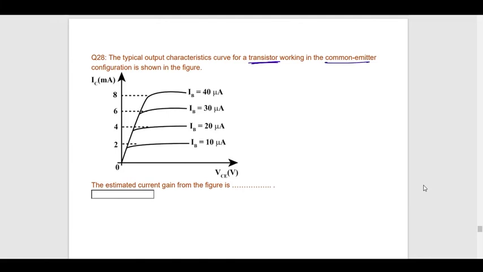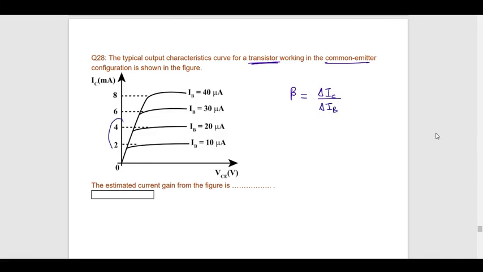The estimated current gain from the figure: the question is asking how much is the estimated current gain. So simply we can say that the current gain, that is beta, is basically represented as change in the collector current divided by change in the base current. Okay, so this is our formula.